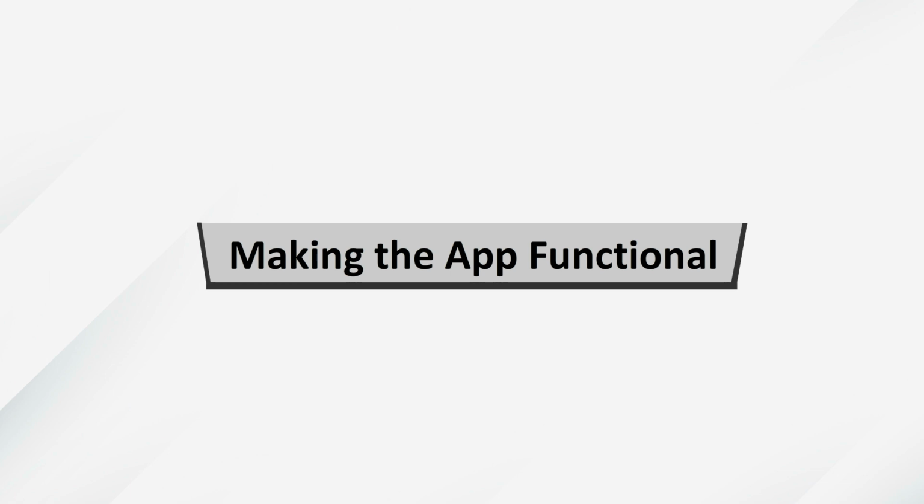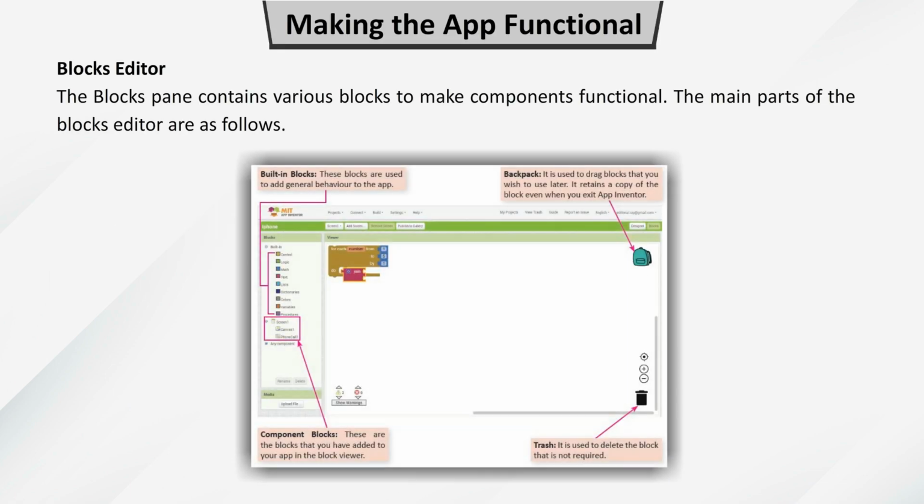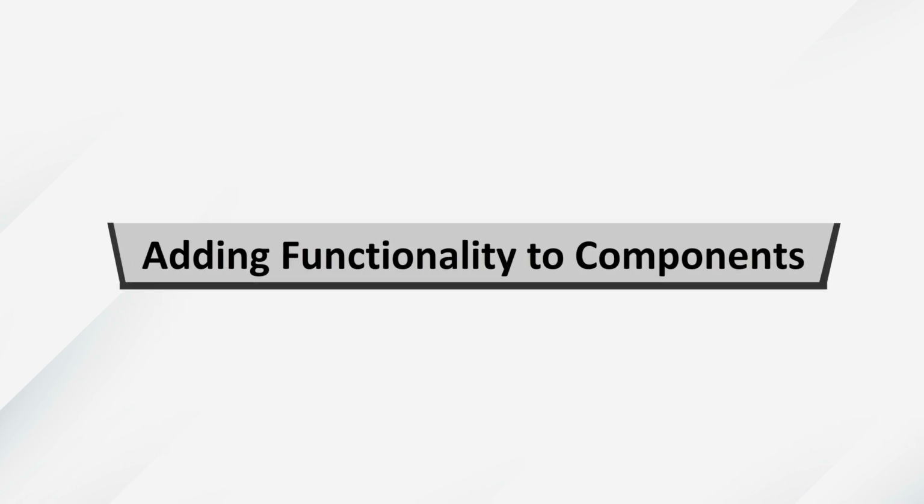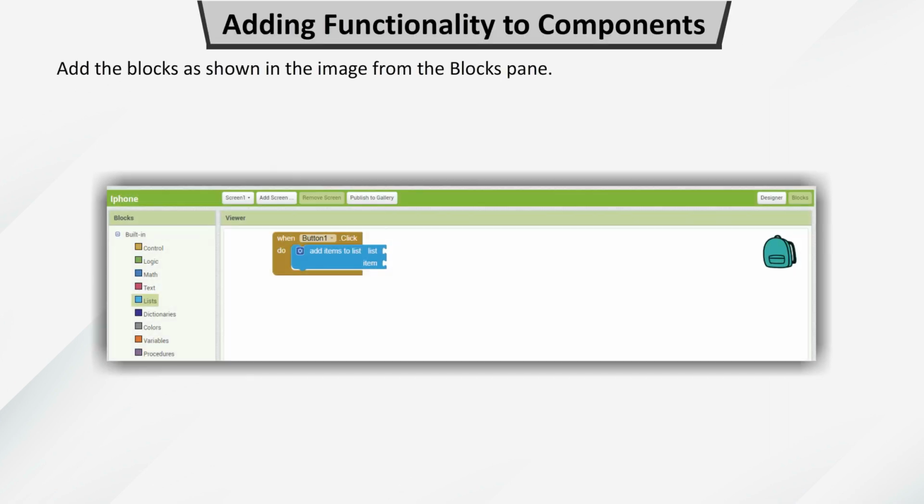Making the app functional. Blocks Editor. The Blocks pane contains various blocks to make components functional. The main parts of the Blocks Editor are as follows. Blocks for components. You can find the blocks for an object in your app interface. Adding functionality to components. Add the blocks as shown in the image from the Blocks pane.